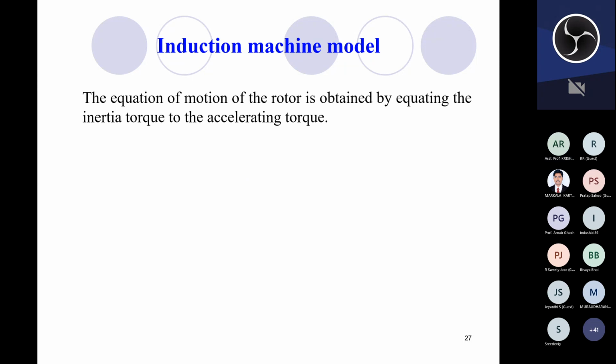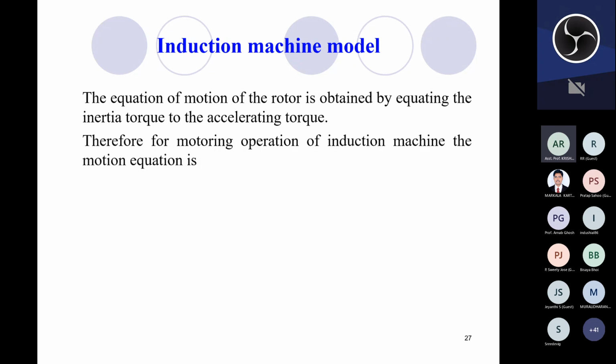Now for getting the motion equation, we have to equate all the accelerating torque to the inertia torque. Here for the motoring mode of operation, the accelerating torque is the electromagnetic torque developed, and these are the inertia torques. J is the moment of inertia, B is the viscous friction, and Tm is the mechanical load connected to the motor.